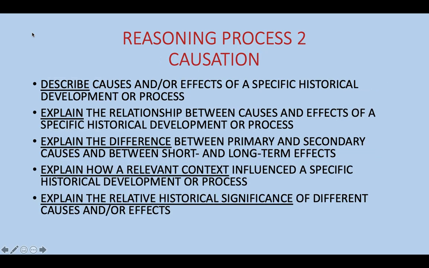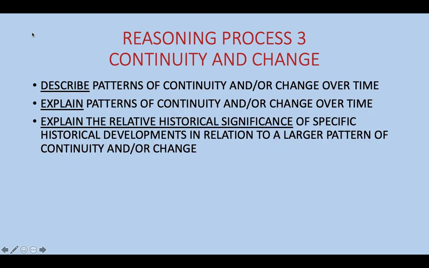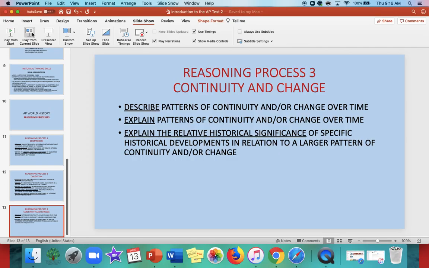Next is causation, cause and effect. What was the cause of this event? How did World War I cause World War II? That's a reasoning process. Then finally, continuity and change. So you describe the way things stay the same over time and the way things change over time. So with that, you have your reasoning processes, and we are going to practice all of these historical thinking skills and all of these reasoning processes quite a lot throughout this school year.